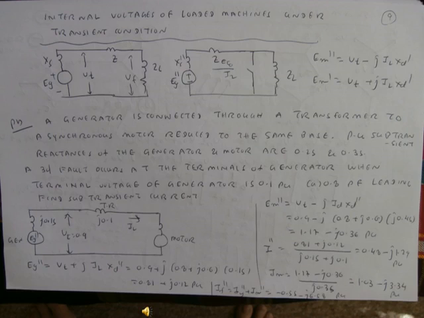So I_g double dash is equal to 0.81 plus J0.12 divided by J.15 plus J.1. So that will be 0.48 minus J1.29 per unit. So I_m is equal to 1.17 minus J0.36 divided by J.35. So that will be 1.03 minus J3.34 per unit. So the I_f double dash is equal to I_g double dash plus I_m double dash. That will be minus 0.55 minus J6.58 per unit.